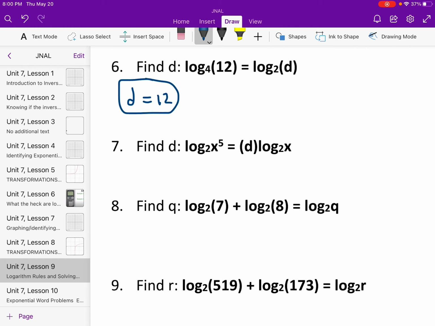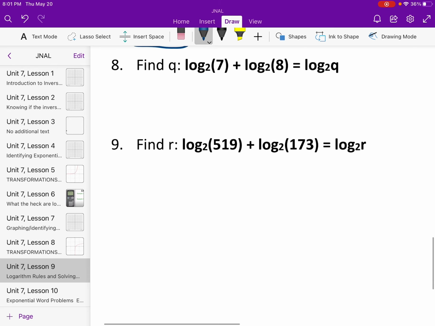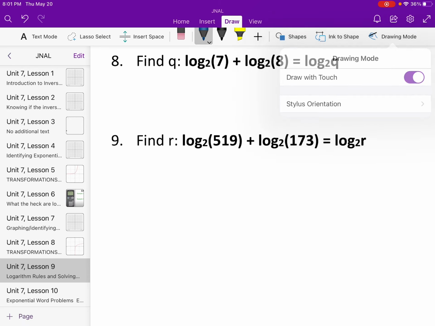For 7, we need to find d again. This is the rule saying that the exponent of x is the same as something that can be multiplied by log. What's the exponent of x? 5. What's being multiplied by log? d. So d is 5. They're the same thing. You could write that either way. You could change the 5 to d, or change the d to 5, and they would be exactly the same.